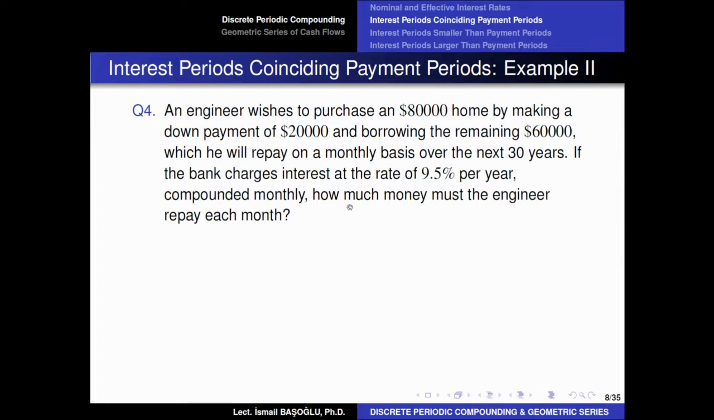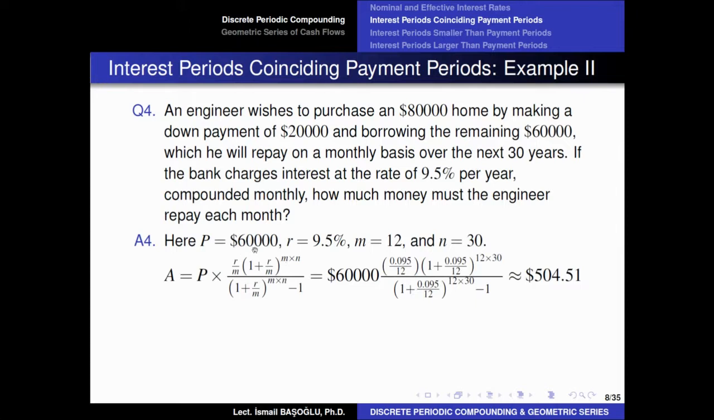So how much money must the engineer repay each month? This is the question. First of all, the principal is $60,000. Remember, it is not $80,000 because there is a down payment of $20,000. So the actual loan that is taken from the credit company or the bank is $60,000. The nominal interest rate is 9.5%, the number of months in a year is 12, and there are 30 years in total in the investment horizon.